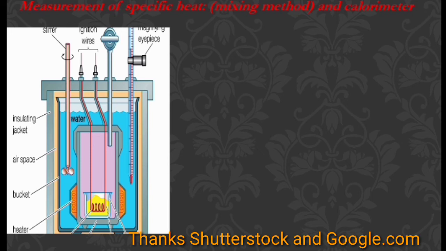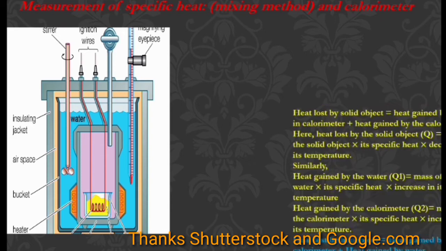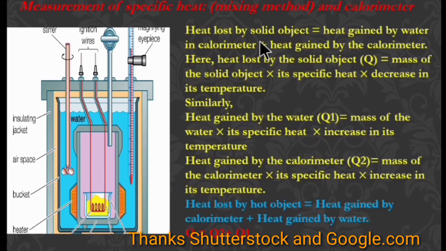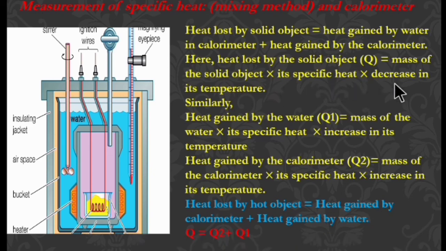Therefore, the heat lost by the solid object is equal to the heat gained by the water in the calorimeter plus the heat gained by the calorimeter. Here, the heat lost by the solid object Q is equal to the mass of the solid object into its specific heat into the decrease of its temperature.